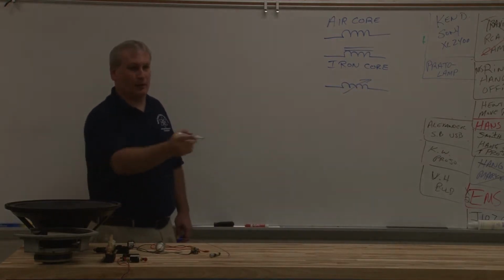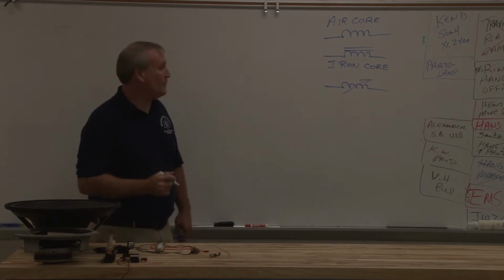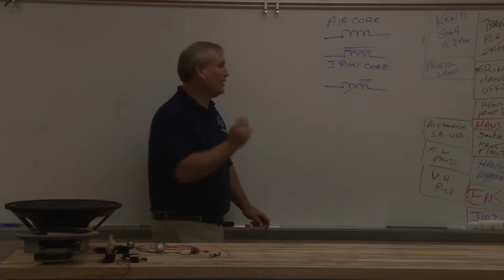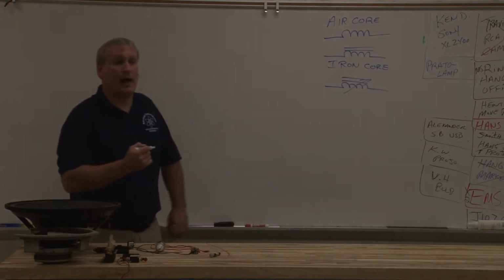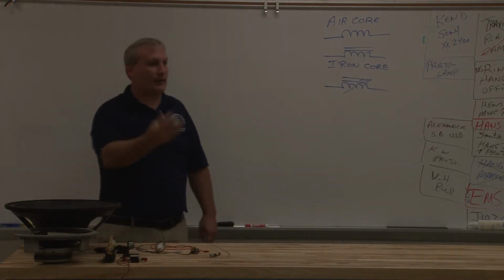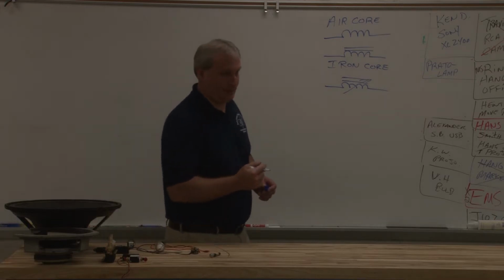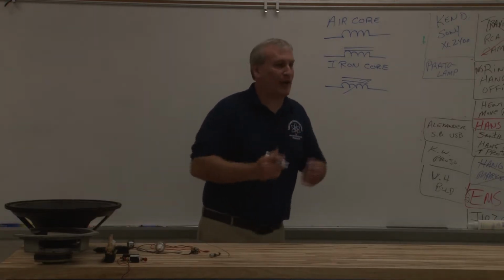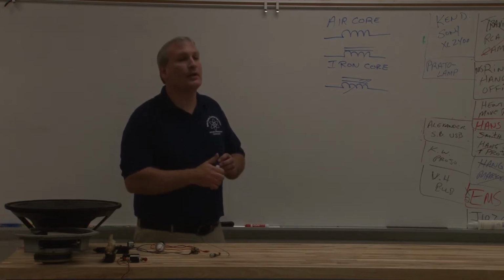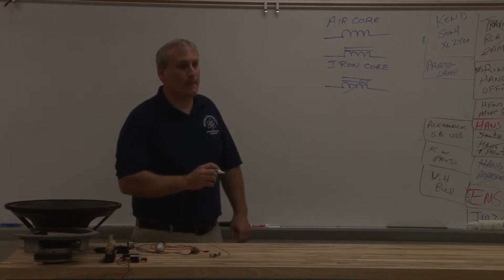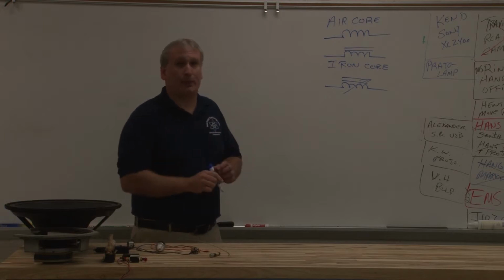What if we throw an arrow through it, Vince? It becomes a variable inductor. And then I could also add the lines, and then it would be a variable iron core inductor. Now let's talk about physical properties. If you were to describe an inductor, what would it look like? Alonzo? Tightly wrapped wire. It would look like a wrapped up coil of wire.